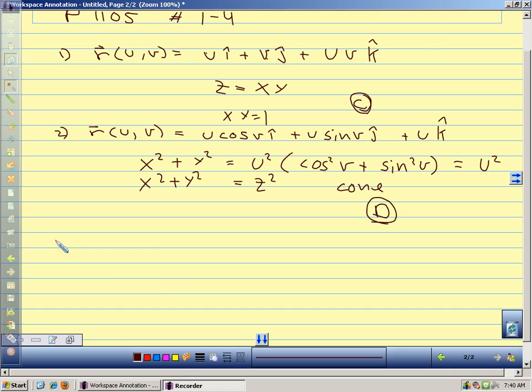All right, number 3. Emily says B for this one. What makes you say B, Emily? They have sines and cosines. So let's take a look. We have r of u and v equals 2 cosine v sine u i, plus 2 cosine v sine u j, plus 2 sine v k.